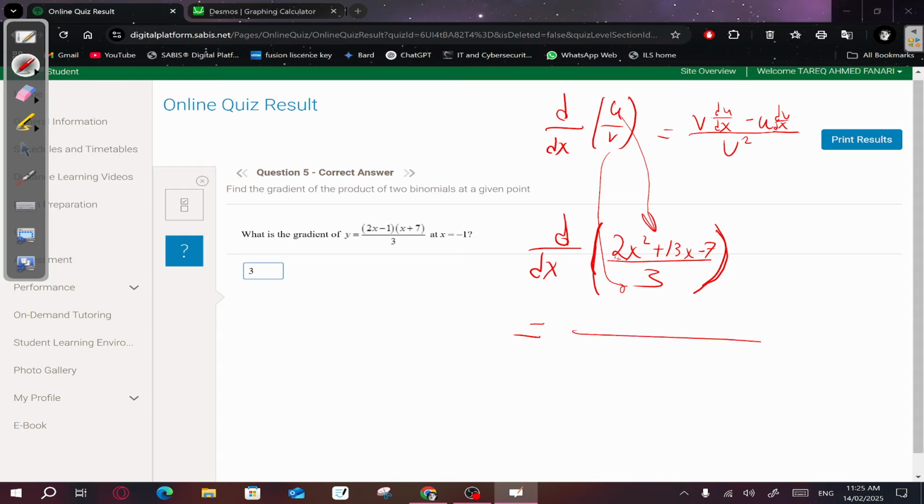So first, start with the bottom, or even better, start with the deriving. du by dx means the derivative of u. u again is 2x squared plus 13x minus 7, so the derivative is 4x plus 13. And dv by dx, the derivative of v, is 0, because 3 is a constant and it always differentiates to 0.